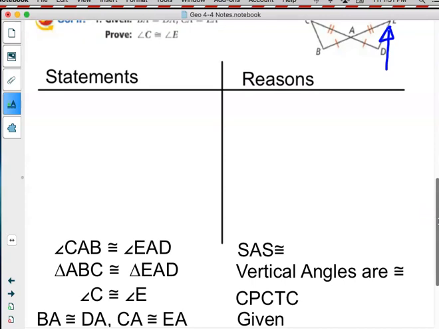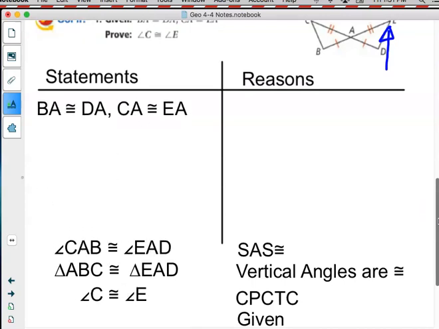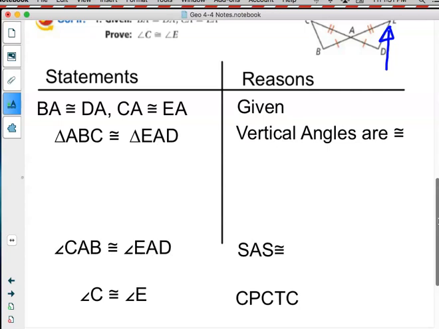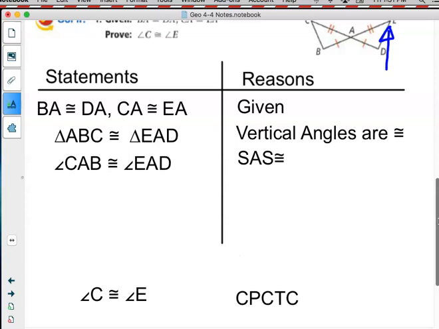Okay, welcome back. The first thing you should have had was your given. Next, we had vertical angles. And then after that, we have our triangles congruent because of side, angle, side. Now keep in mind, once we are able to say vertical angles, we should have marked our triangle, and then we had side, angle, side: a side, an angle, and a side in each.